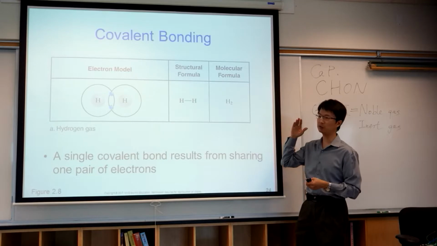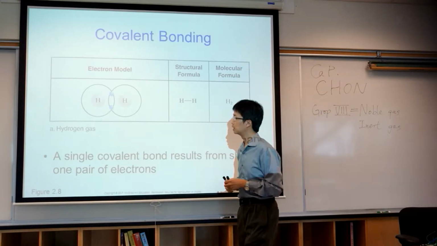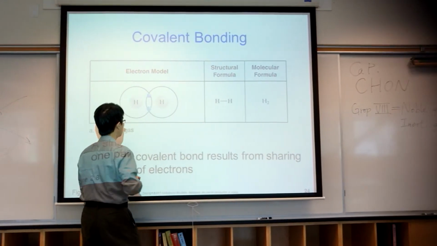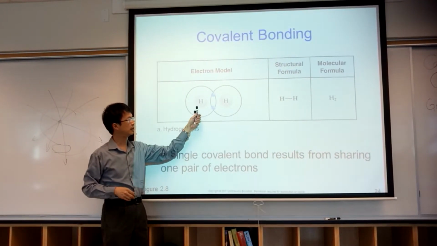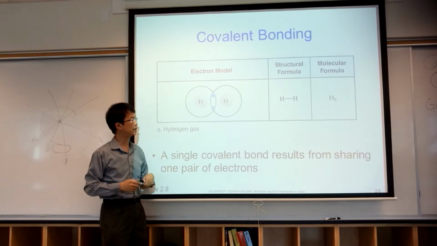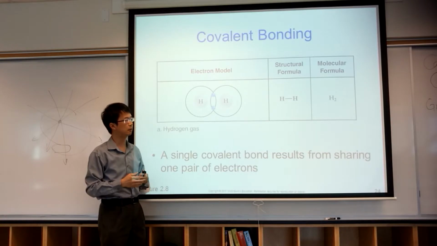So what is the scientific explanation for that? You have two atoms. Each one has one electron on the outermost shell.